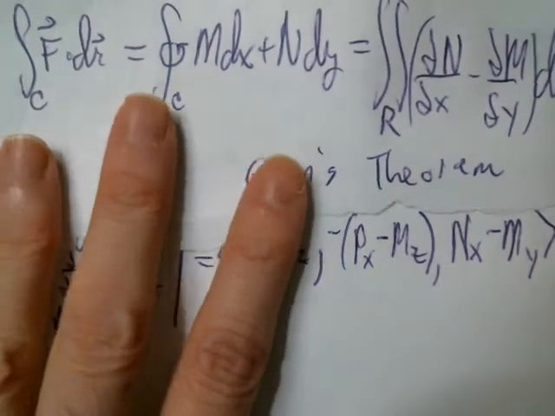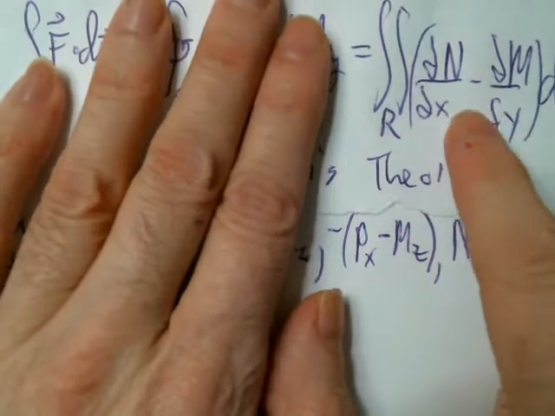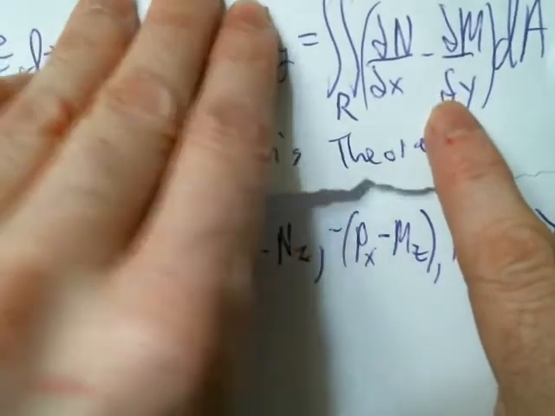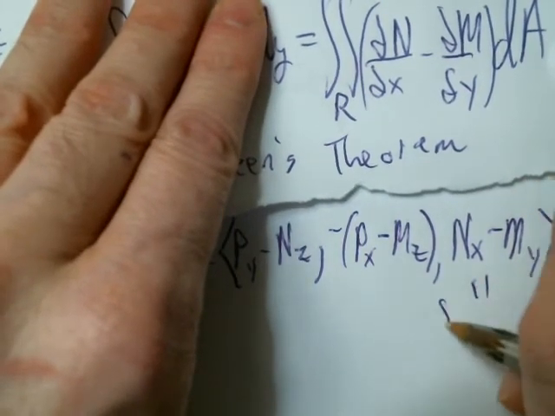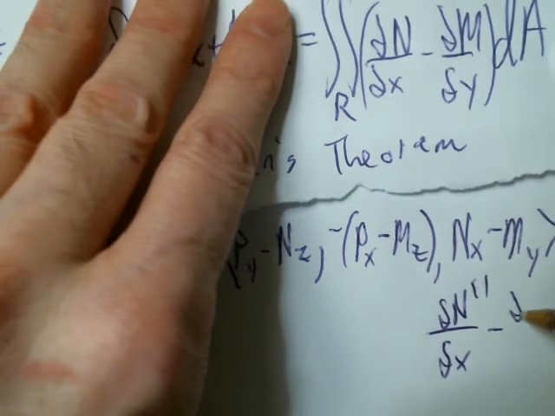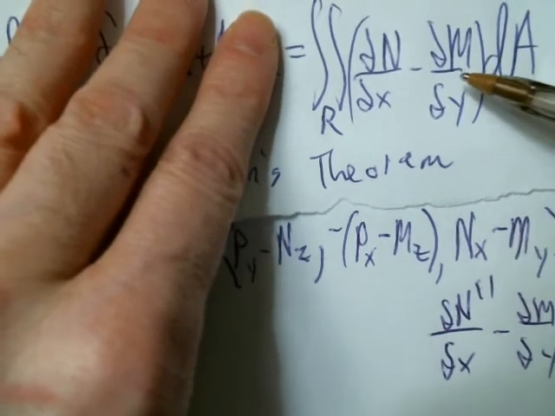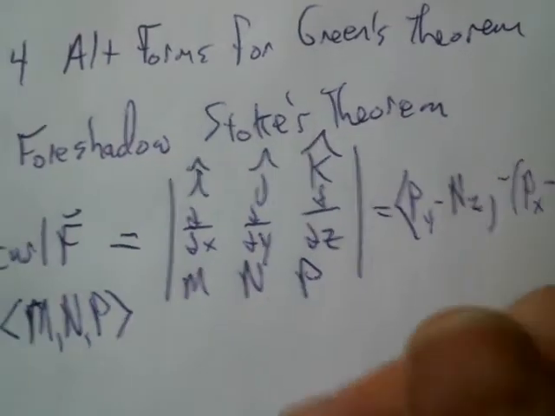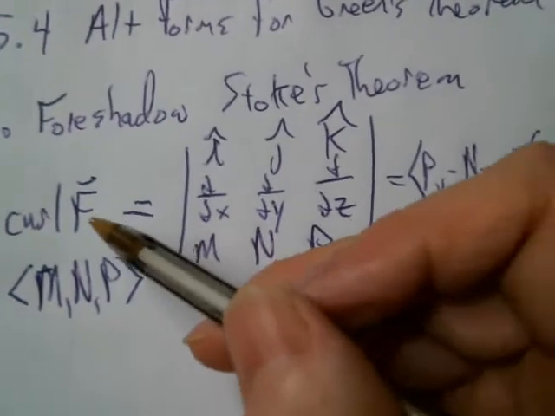Why is that important? It's because this third component looks an awful lot like the inside of this part of Green's theorem. If you rewrite that, N sub x is the partial derivative of N with respect to x, M sub y is the partial of M with respect to y, and so that part is this part. So what? Well, I could now put Green's theorem into this curl notation.